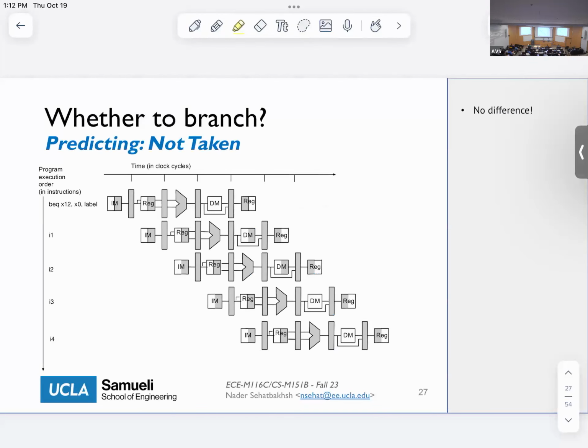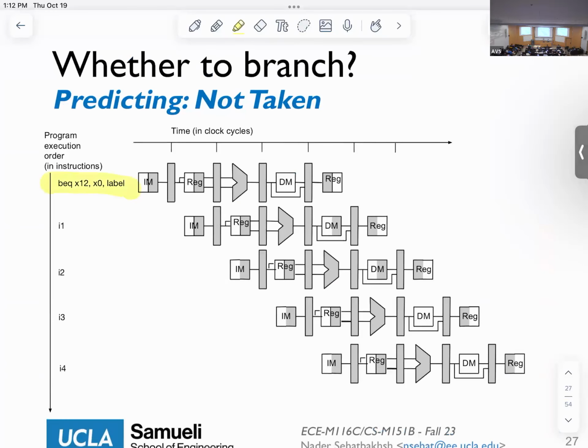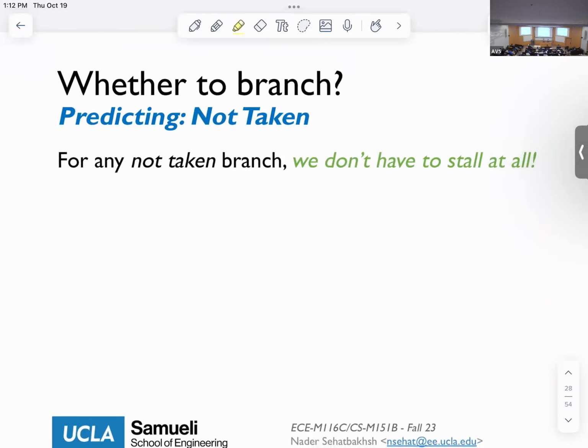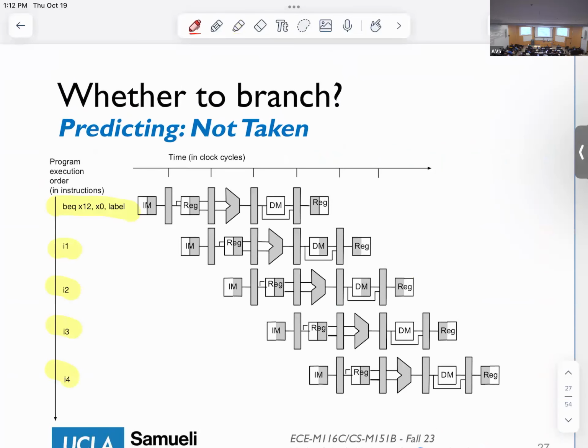Okay, so first of all, predicting not taken, what will happen to our pipeline and instructions? Same kind of example that I showed you last time. Let's say I have a branch equal and I have I1, I2, I3, and I4. So once I do this, if the branch is really not taken, what will happen is that the branch comes here, and then in the next cycle, the branch goes here.